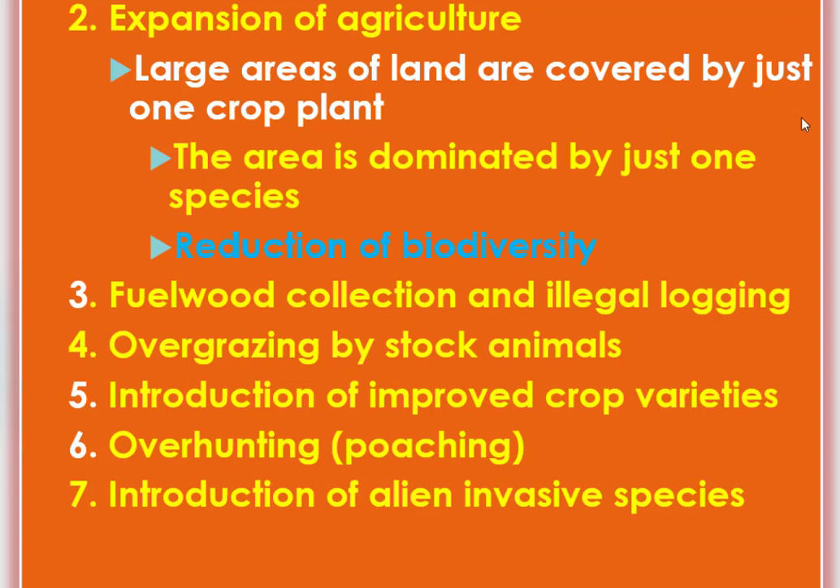Such practices have been blamed for decline and, in some cases, local extinction of some species. Other practices include fuelwood collection and illegal logging, and overgrazing by stock. This reduces the availability of forage and woody plant species for other animals. Introduction of improved crop varieties: these habits reduce genetic diversity of the particular crop plant, as only the improved variety is used continuously.